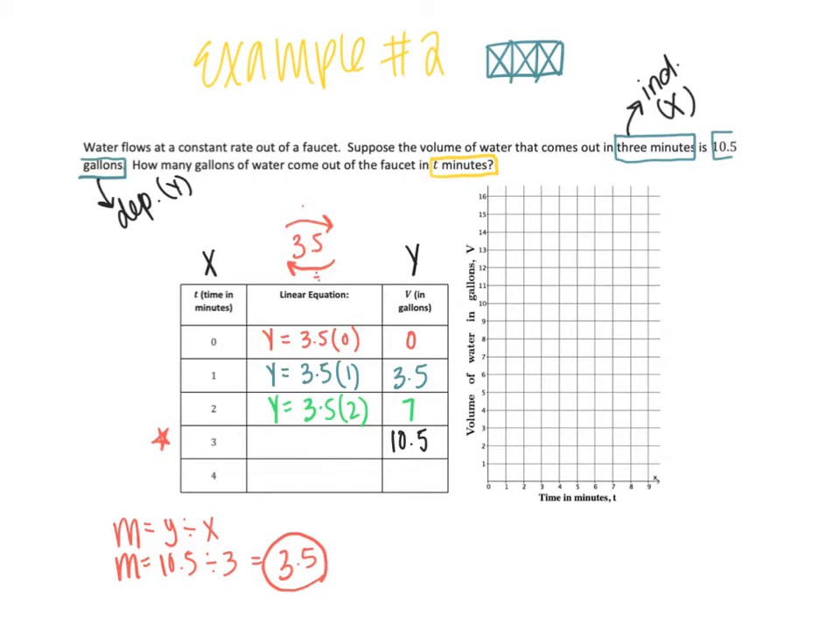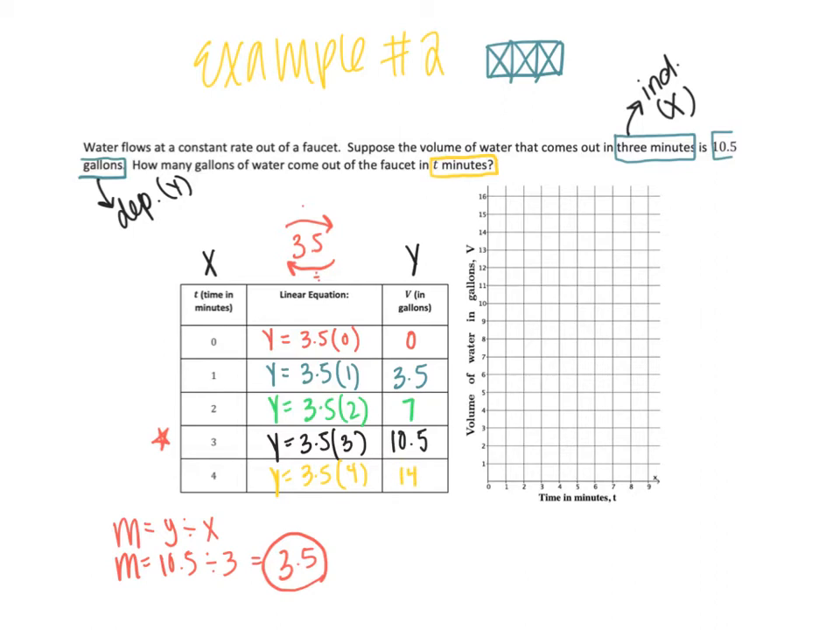And this is the original relationship they gave us, so it's already answered, but I'm just going to write the equation. It was y equals 3.5 times 3, and that gives us 10.5. And then the last row here is y equals 3.5 times 4, which is going to be 14.